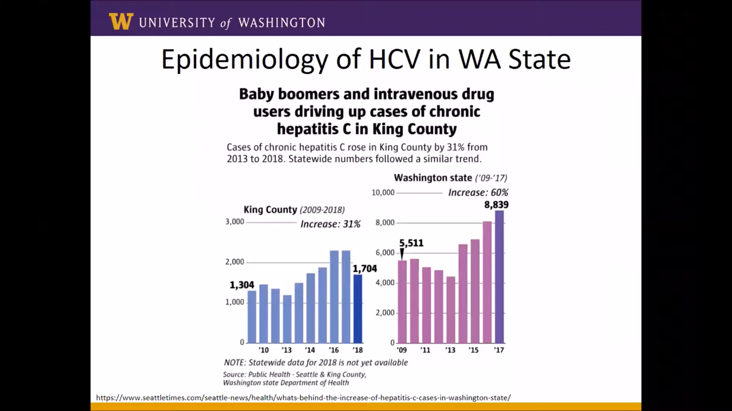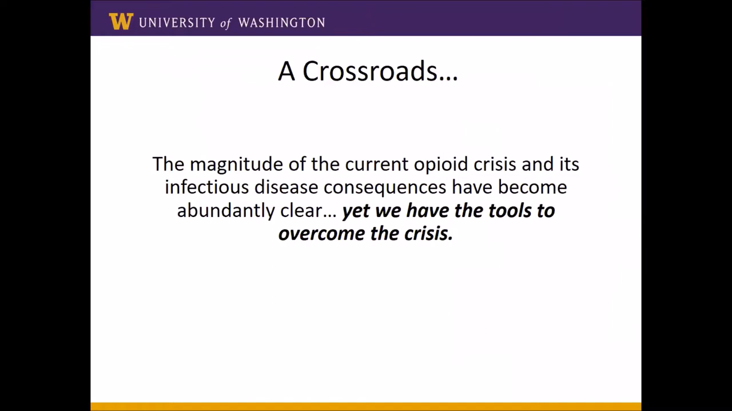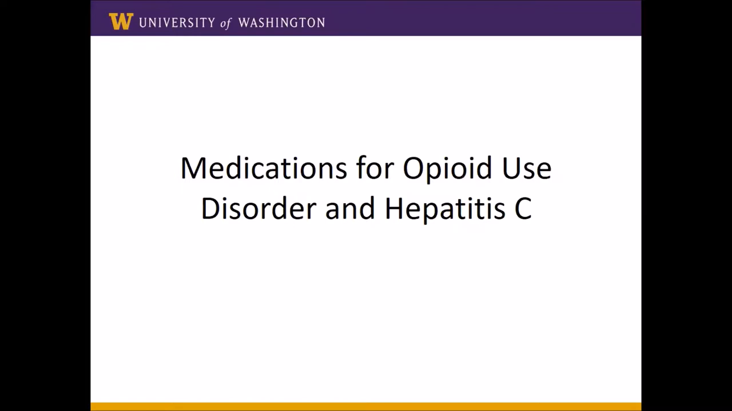So we're really at a crossroads in time now where the magnitude of the current opioid crisis and its infectious disease consequences have become abundantly clear. And yet we have the tools to overcome this crisis. So next I'll talk about medications for opioid use disorder and hepatitis C.